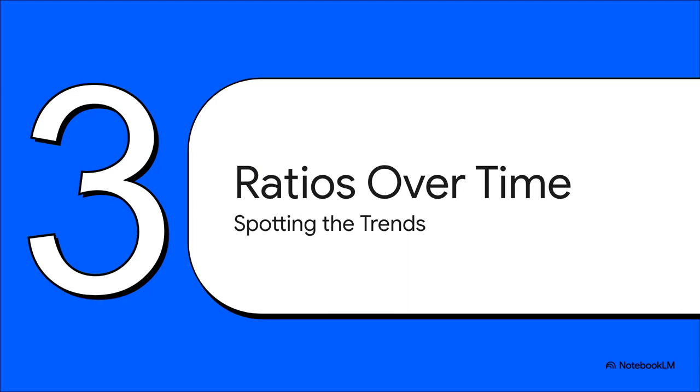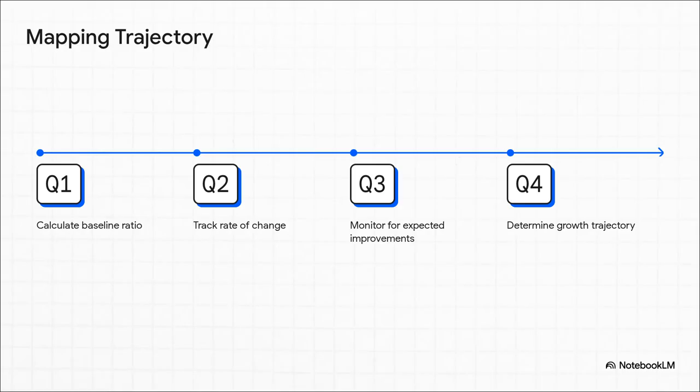Okay, section 3, analyzing ratios over time. This is where we start spotting the trends. Because here's the thing, a single ratio calculation is basically just a snapshot, right? But tracking them over time, that's the whole movie.